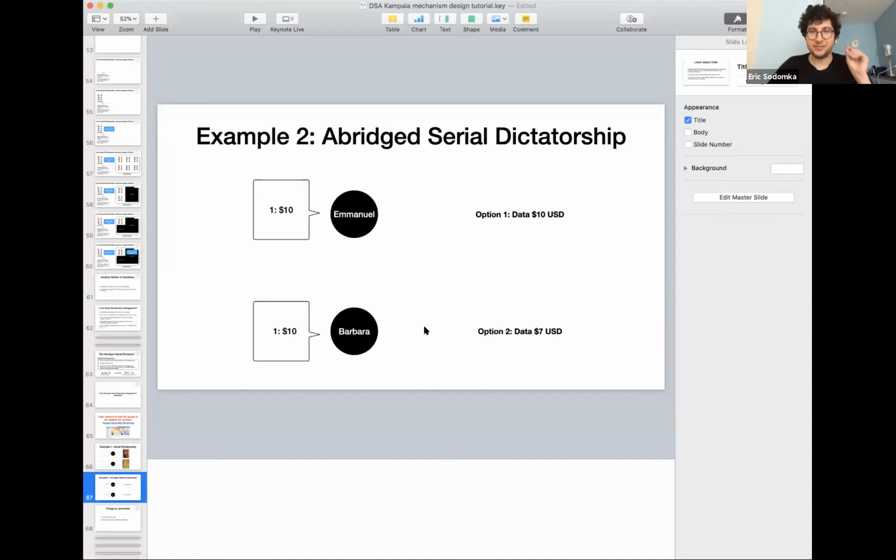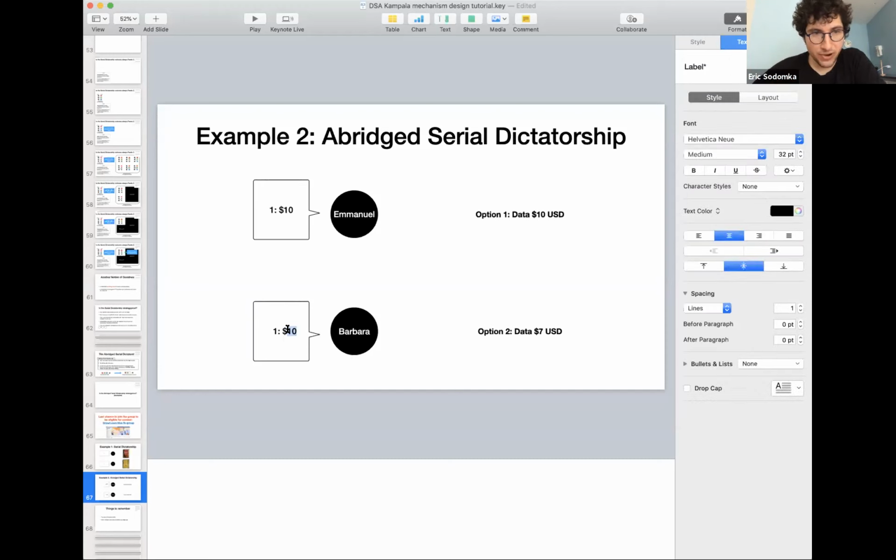So now it basically comes down to the coin flip. Heads will be Emmanuel, tails will be Barbara. I'm using a British pound here. And we have tails. So Barbara went first. The way the mechanism was working, I randomly chose Barbara to go first. And I see that her preference was $10 in data. So I'm going to provide that for her.